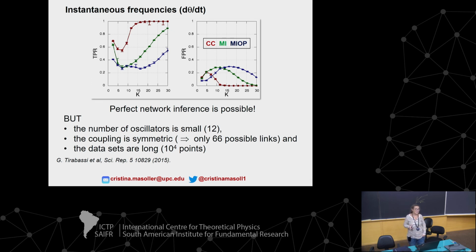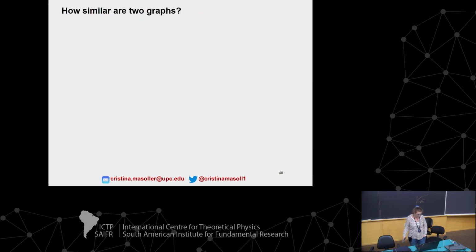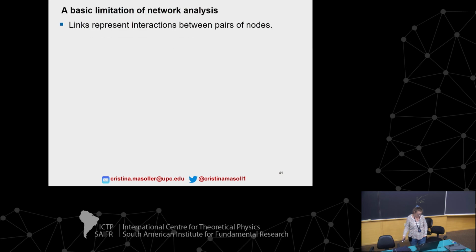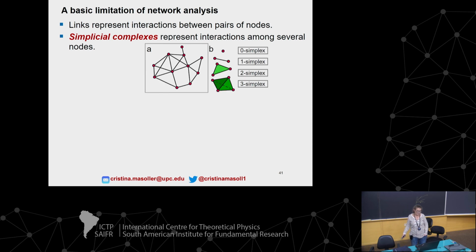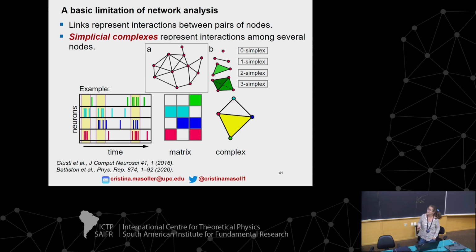In the area, there are lots of people working on network inference, network reconstruction, network prediction. There are many methods that have been proposed to do this, and the literature is very, very extensive. I'm going to finish here talking about a basic limitation of network analysis, which is that typically interactions are not between two nodes. In some cases, there might be high-order interactions where there are 3 or more nodes that participate in the activity. That is described by simplicial complexes.